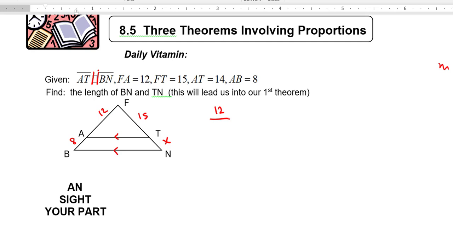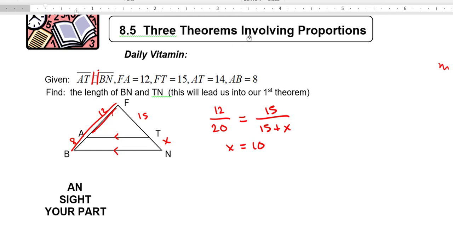You would do 12 is to 20, so 12 is to the entire length, as 15 is to 15 plus x, and then you would solve for x. X will end up being equal to 10, okay, if you solve that.